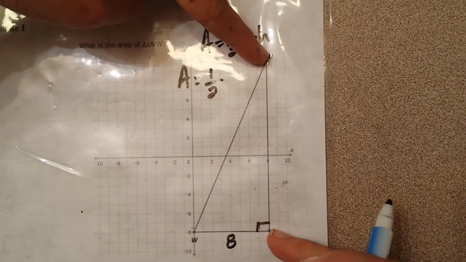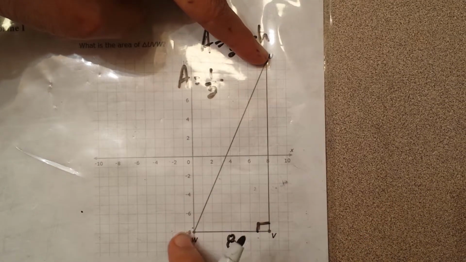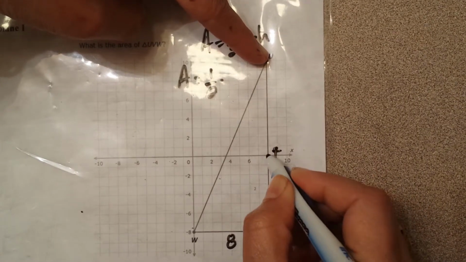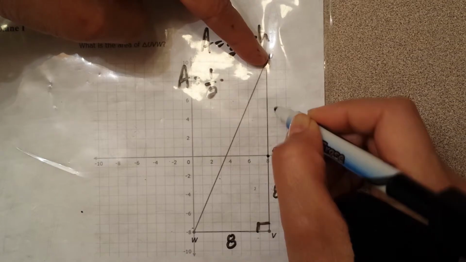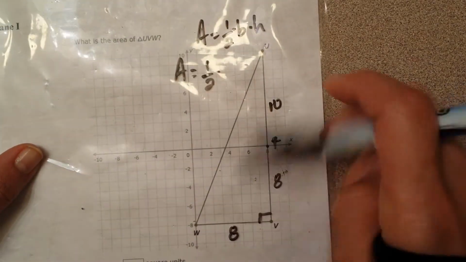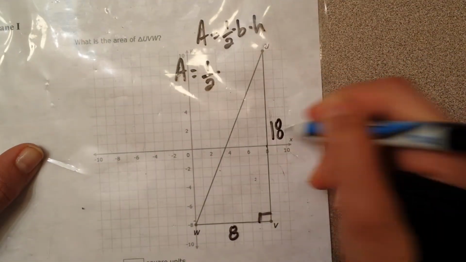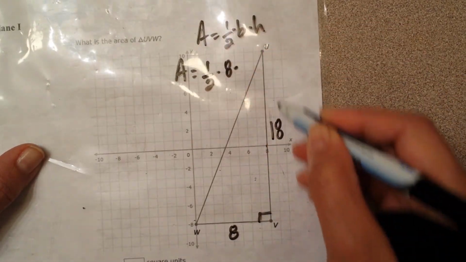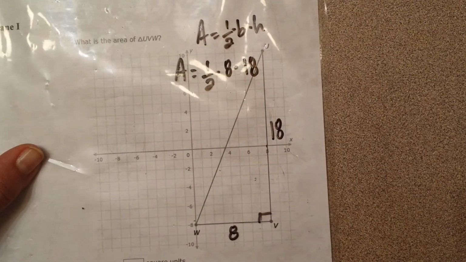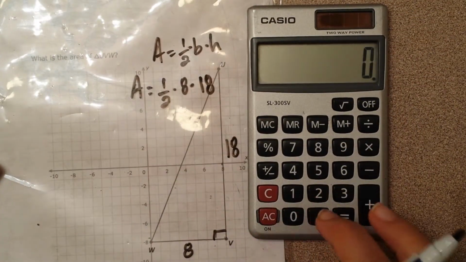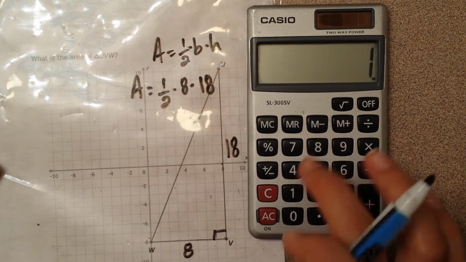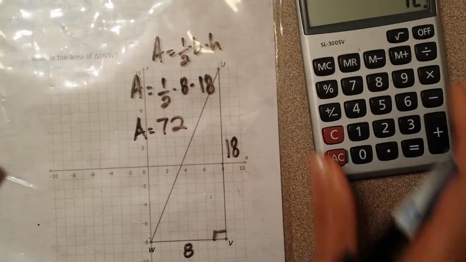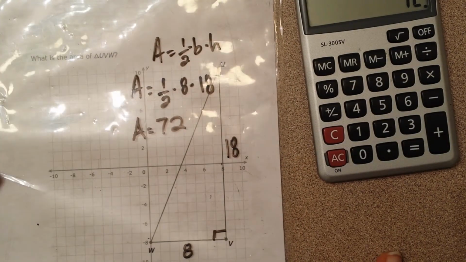Distance from here to here, again, you can count the boxes or look. It starts at -8, it goes up to 0, so this one's 8 here, plus the distance from here to here, it goes from 0 to 10. Plus 10. So this whole thing is 18. Again, you can count the boxes to see that it is 18. So 1/2 times the base, which is 8, times the height, which is 18. Okay, grab your calculator. 0.5 times 8 times 18 is equal to 72. So area is equal to 72 square units. And that's how you do S.5.